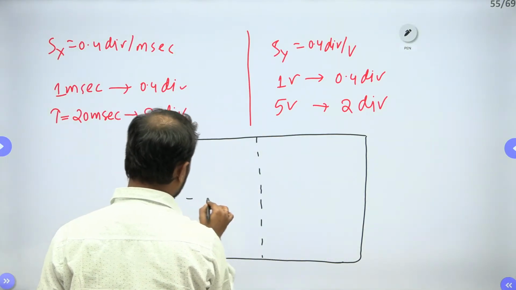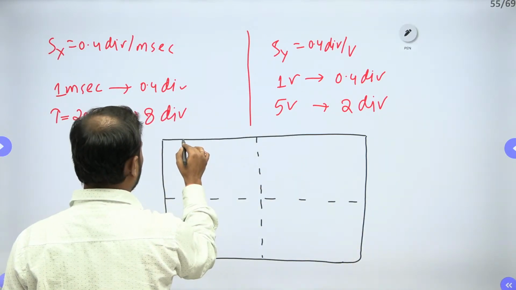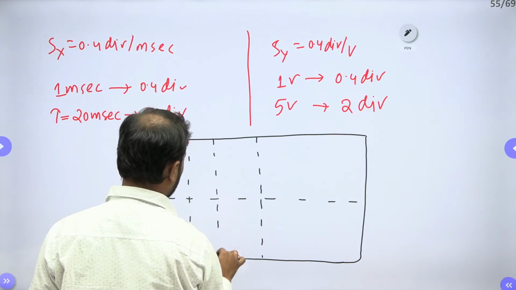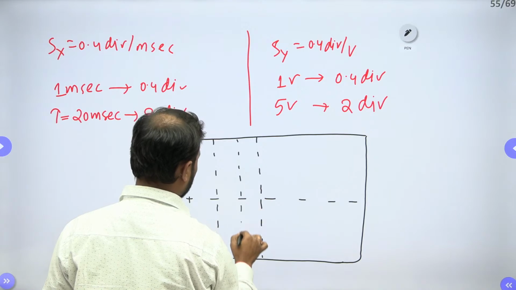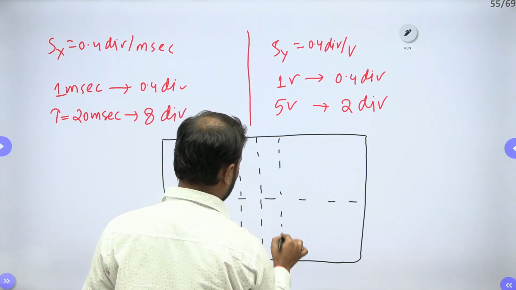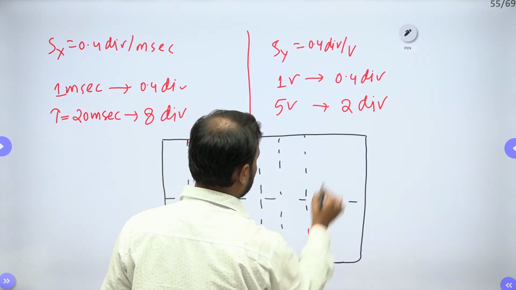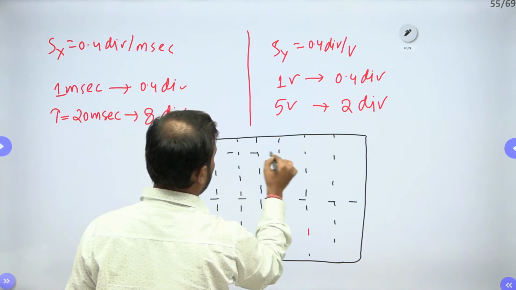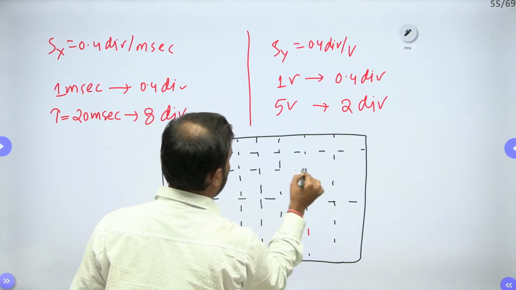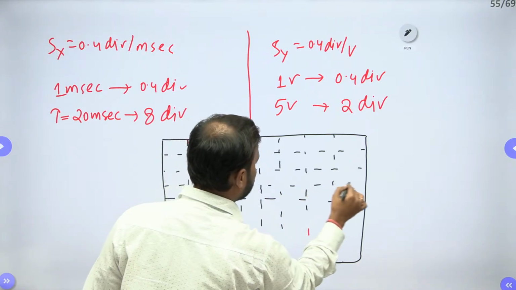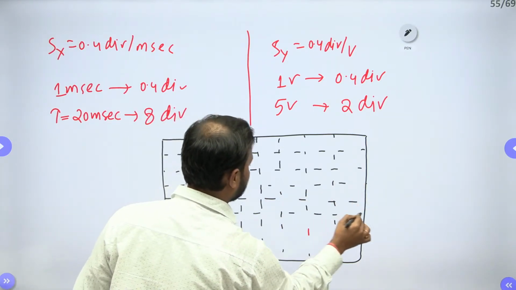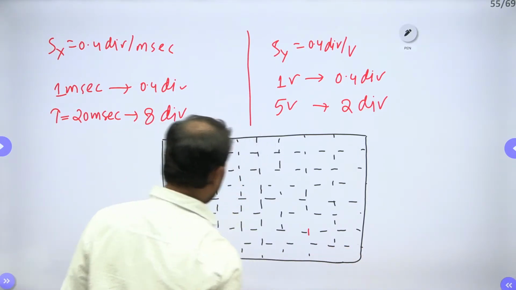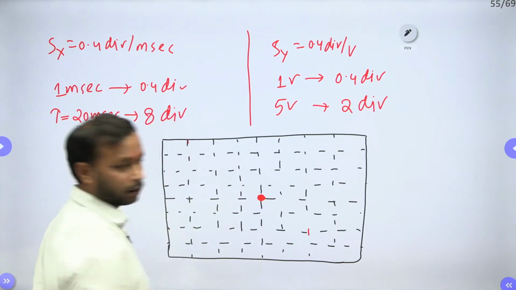This is the boundary of CRO and this is the graticule. Okay. So, 1, 2, 3, 4, 5, 6, 7 and 8. 1, 2, 3, 4, 5, 6, 7 and 8. And this is the origin. This is the origin.